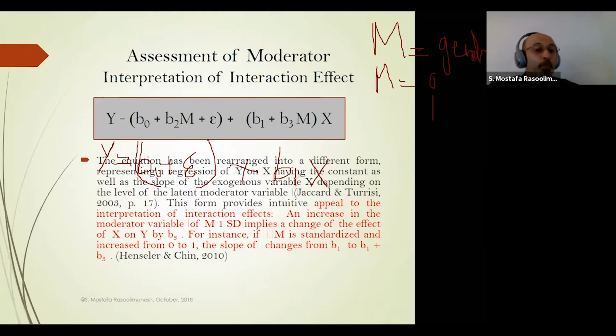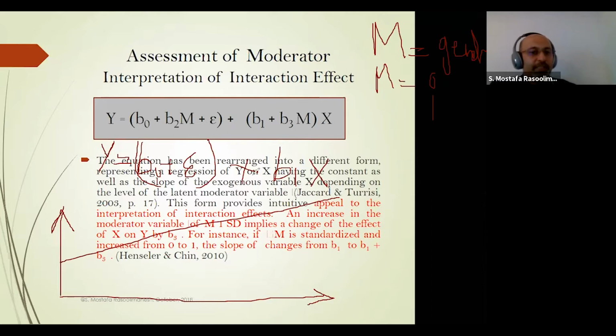For M equal to 0, the slope, or beta coefficient, for the effect of X on Y will be B1. Let's draw the equation line. This is the equation line for the low level of the moderator. The slope is B1, the path coefficient, or beta coefficient.